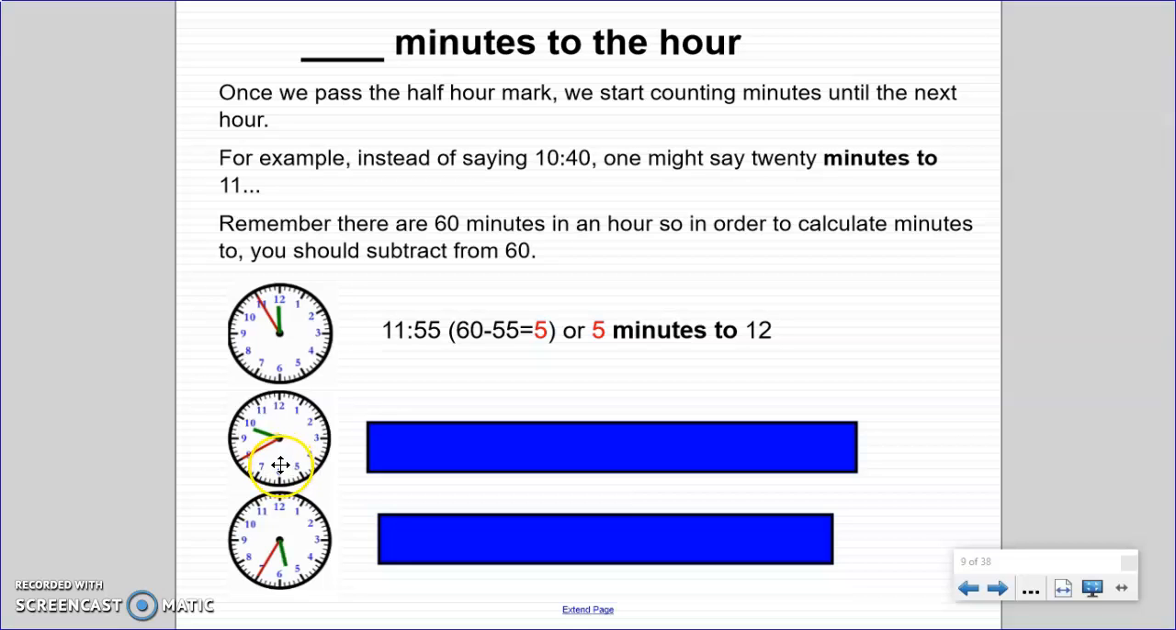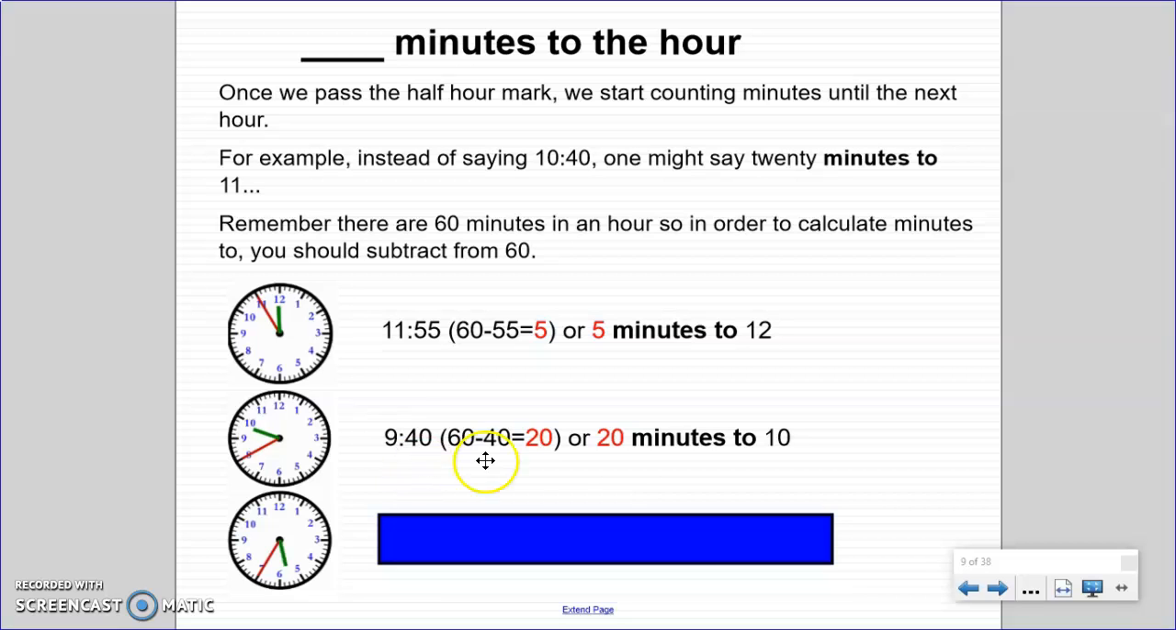Looking at the next clock, the time shown on the clock is 9:40. We would need to take our total minutes of hours and subtract the 40 to find out how many minutes until the next hour. Or we could count up on the clock by 5s. 5, 10, 15, 20. The time shown on the clock is 9:40. 60 minus 40 is 20. Or some might say 20 minutes to 10.